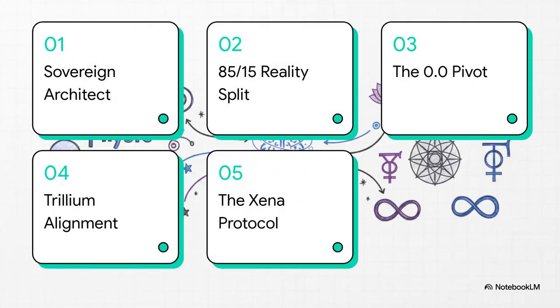Okay, let's dive right into this. Here's our roadmap. We'll start with the sovereign architect, then move into the 85-15 reality split and the 0.0 pivot. After that, we'll unpack the trillium alignment and finally wrap up with the Xena protocol.